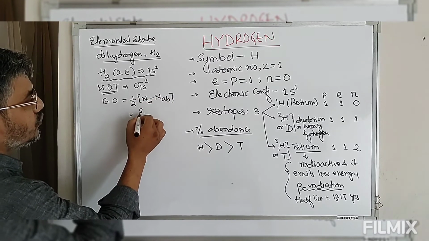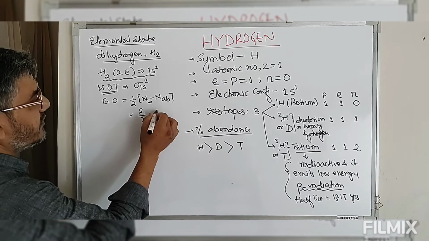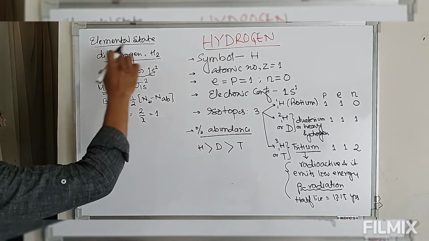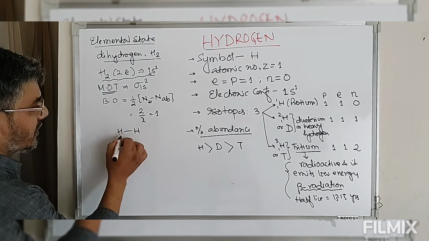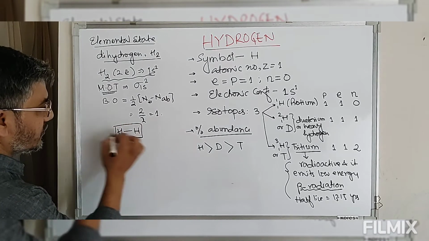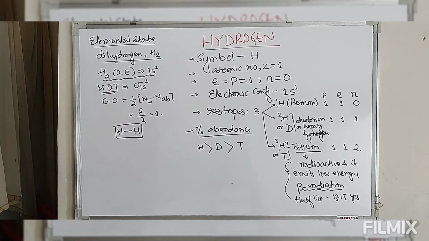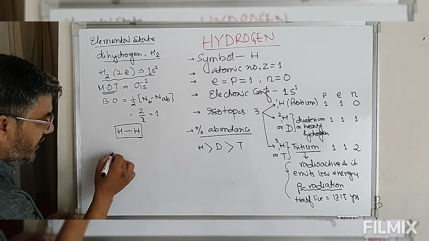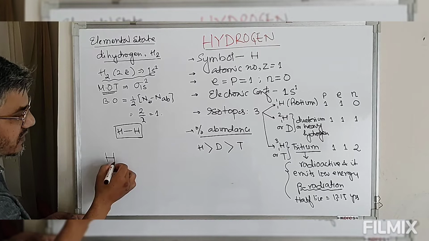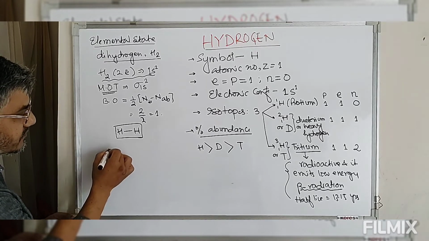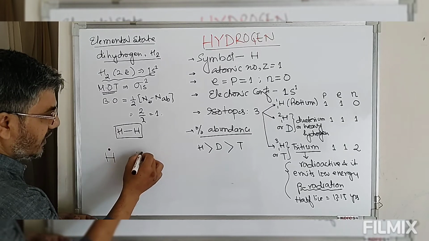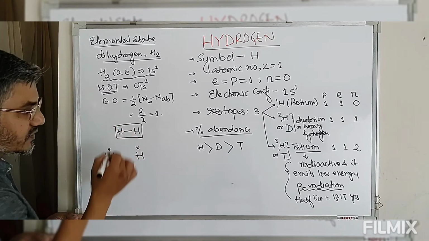So therefore this is 2 by 2, so we have 1 bond. The bond present in this hydrogen is a sigma bond. Now this sigma bond is formed by sharing of electrons from each hydrogen. Look at this, suppose this is hydrogen, which contains 1 electron in the valency shell. There is another hydrogen which contains 1 electron.